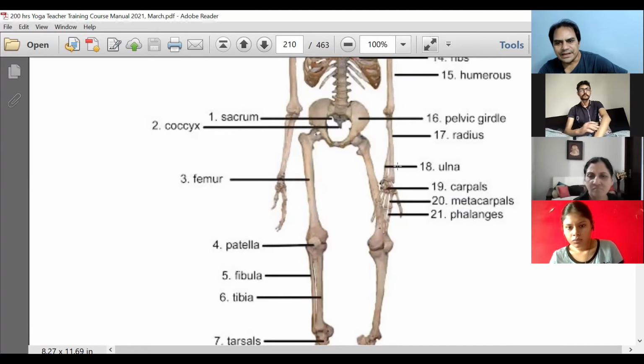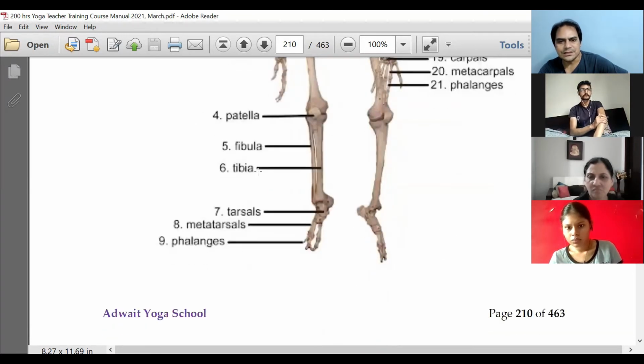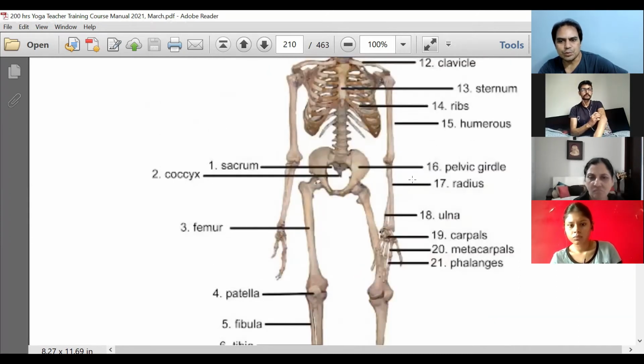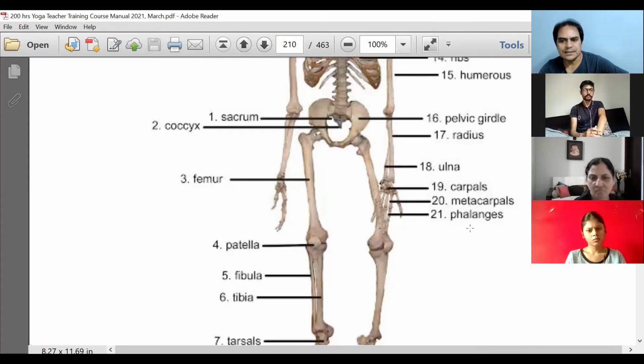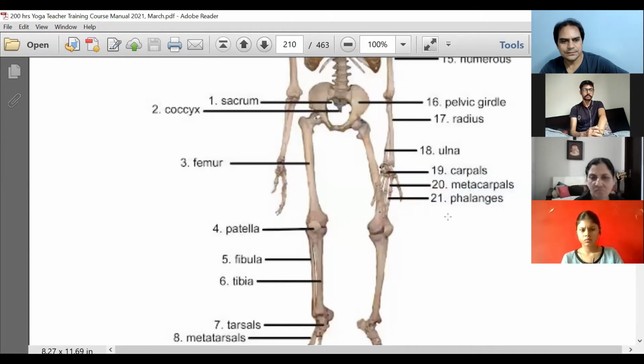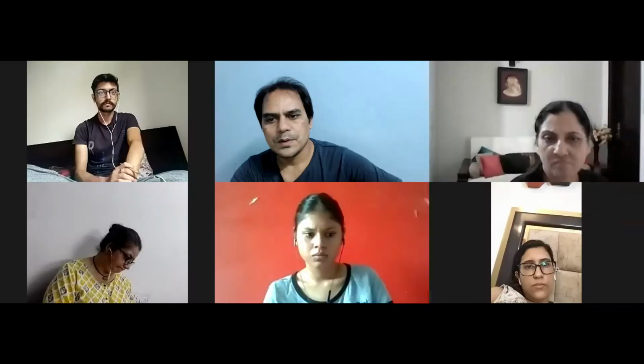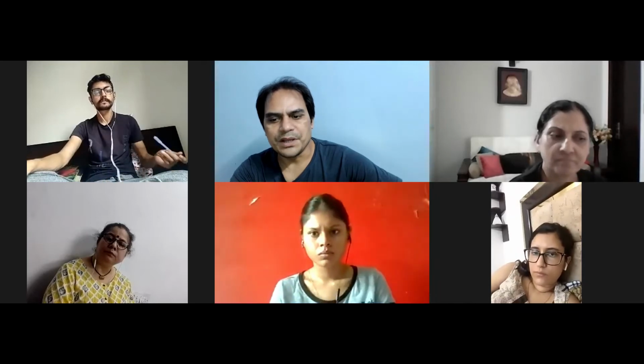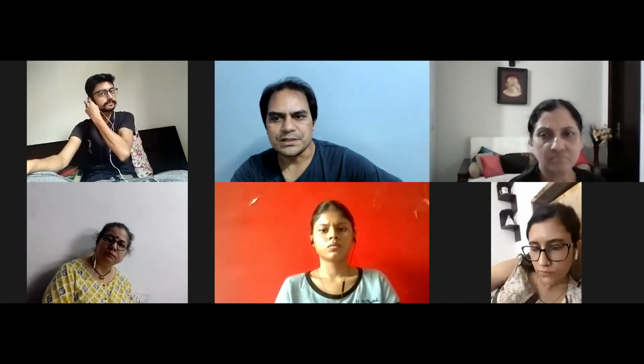Then this is the radius and ulna. Radius and ulna are like the fibula and tibia. There are two bones in this lower part. Similarly, there are two bones in our forearm, radius and ulna. The radius is longer, the ulna is shorter. And you have seen the carpals, metacarpals, and phalanges. Clear? So these are the major 21 bones that you have seen just now.